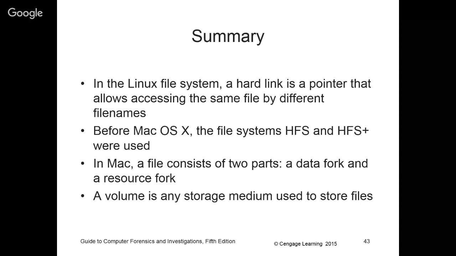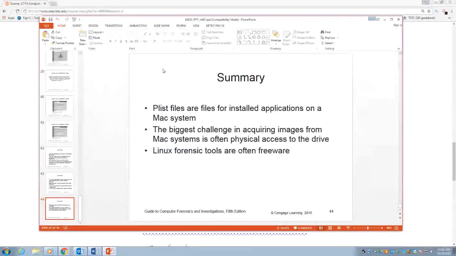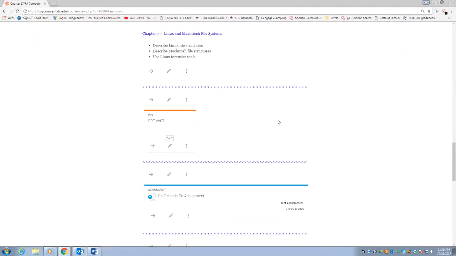A volume is any storage medium used to store files. plist files are files for installed applications on a Mac system. The biggest challenge for acquiring images of a Mac system is often the physical access required to get to the drive. Linux forensics tools are often freeware or open source. So that finishes out our Chapter 7 notes.